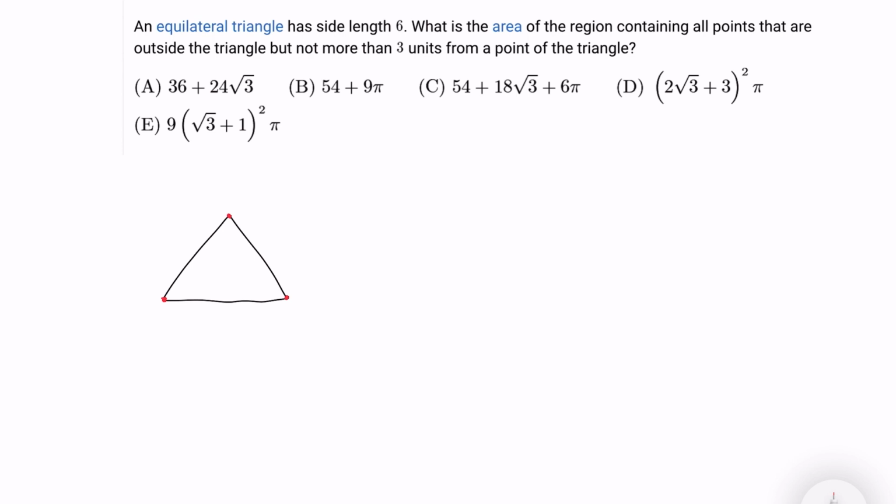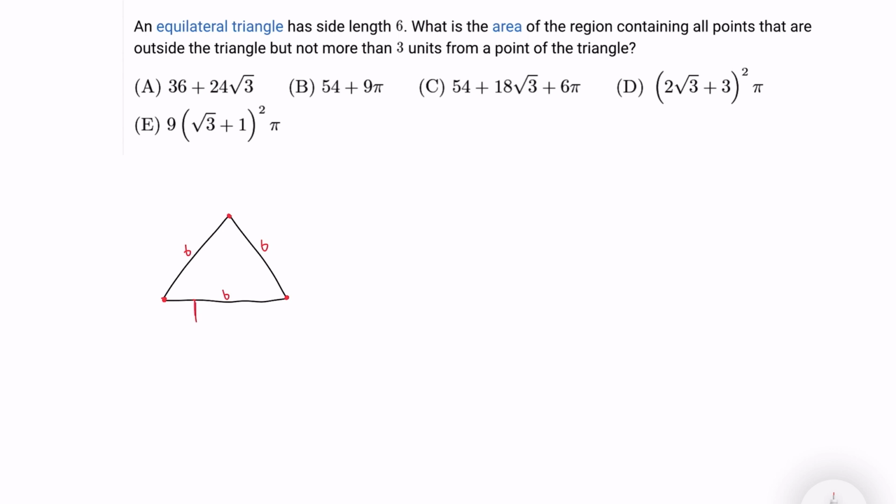Okay, so I drew out an equilateral triangle, and so we know that this has a side length of 6. And so we want to find out the area of the region that is not more than 3 units from a point of the triangle. So it didn't say 3 units from the vertex of the triangle, it just said from a point of the triangle. So that means that, for example, this could be a point, and if it's not more than 3 units, then it would be like around that.